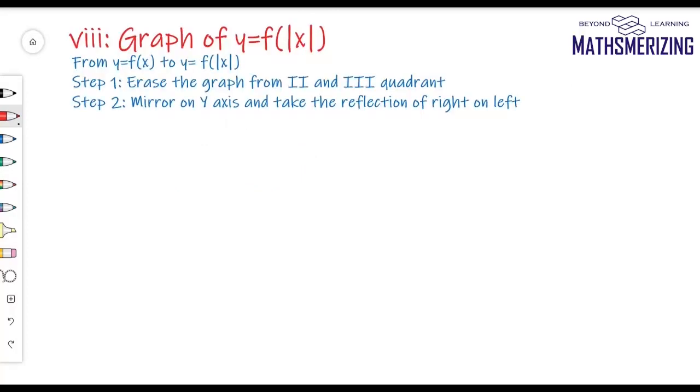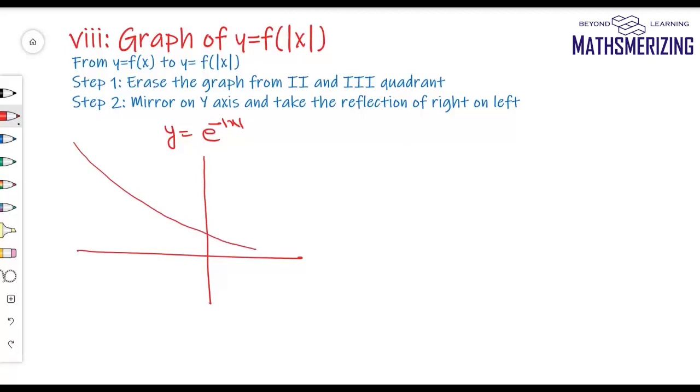Now we'll come to the very important transformations of the modulus function. So from the graph of y equals f(x), I'll need to draw the graph of f(mod x). I'll take a very simple example. Say for example, I need to draw the graph of y equals e to the power minus mod x. So I'll start with, I'll draw the graph of e to the power minus x, which is a decreasing function.